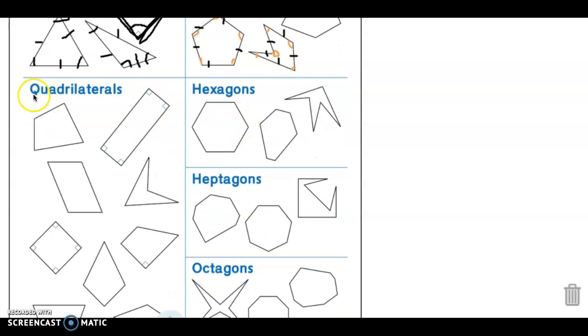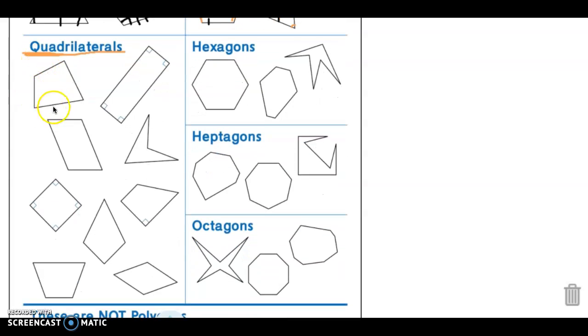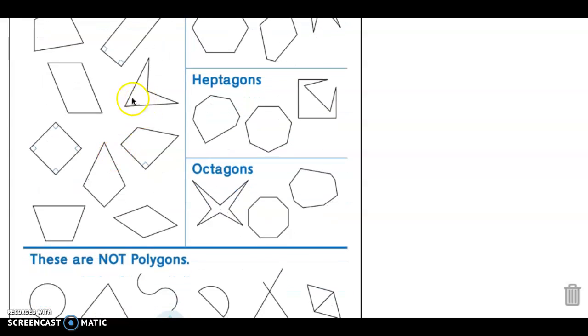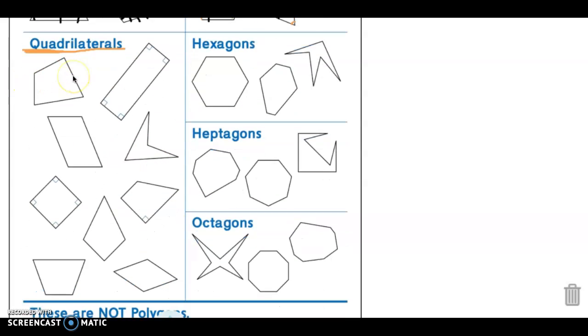A quadrilateral, one of my favorite things. A quadrilateral, quad, it means it has 4 sides. 1, 2, 3, 4. Look at how different they look. They all have 4 sides. That's why they're called quadrilaterals.